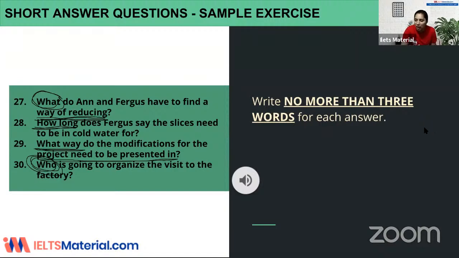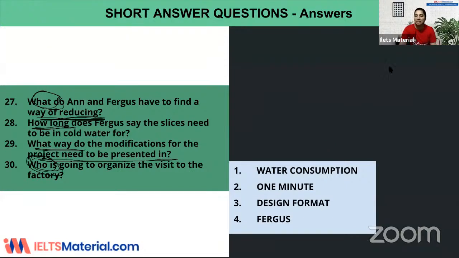Water consumption, 1 minute, 30-second design. 30-second design. How is it possible? How can you make a design for only 30 seconds? That's not possible. Jasmeet has given the answer: water consumption, 1 minute, I minute. It's written I minute. It's not 1 minute design form. Okay, fine. Let's move on to going over the answers.